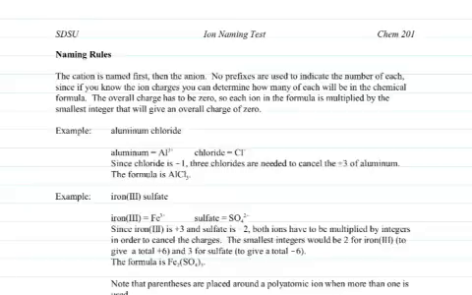You also need to remember how to name your ions. So for example, you have aluminum chloride. What does that mean? Well, the formula is AlCl3, because aluminum is a cation with a 3+ charge, and chloride is an anion with a -1 charge. Don't forget, your transition metals will need to have Roman numerals.